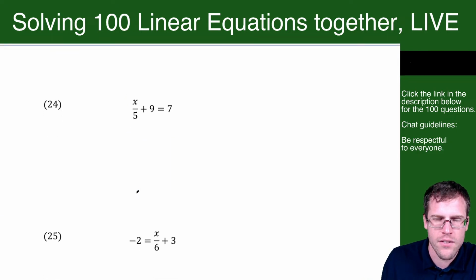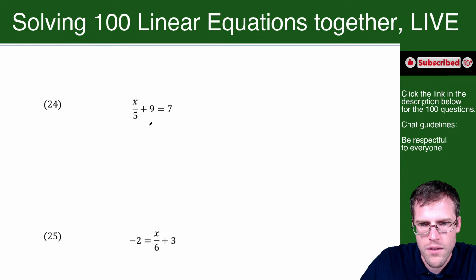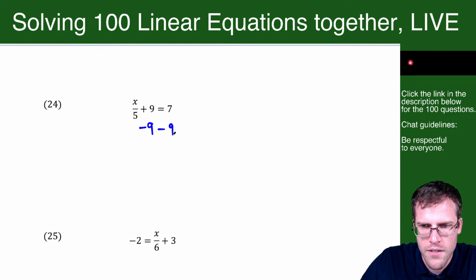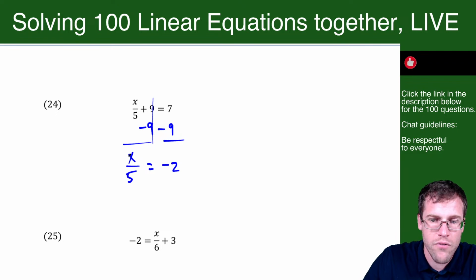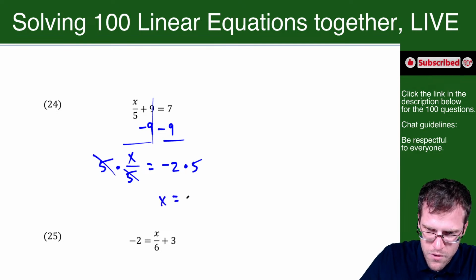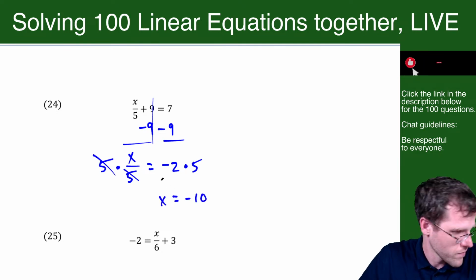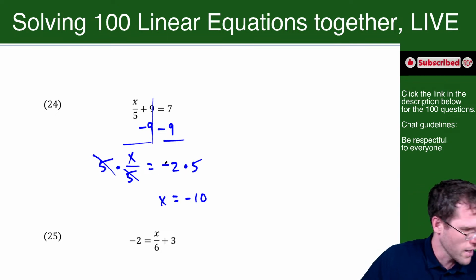All right, here we go. Now we got some slightly funky ones. Now this you could do a few different ways, but let's first just go this way. -9 on both sides. That gets rid of this. And you get x over 5 equals 7 minus 9 is -2. And now to get rid of divide by 5, you're going to multiply both sides by 5. So this, we have x equals -10. Okay, so 24 should be -10, and it is.